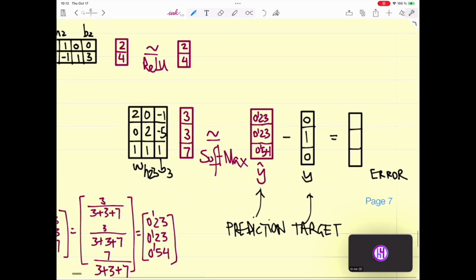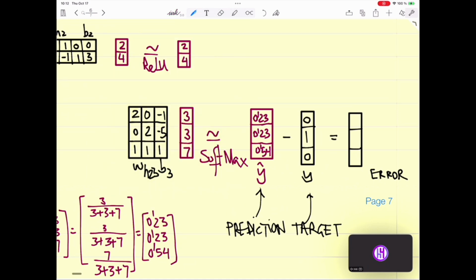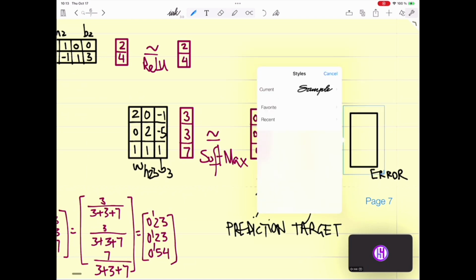All right. Can you follow so far? Yes, no. This is just the same feed forward that we've been doing, okay? So now let me put the error in a different color.